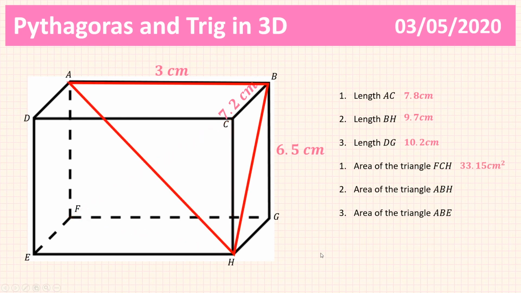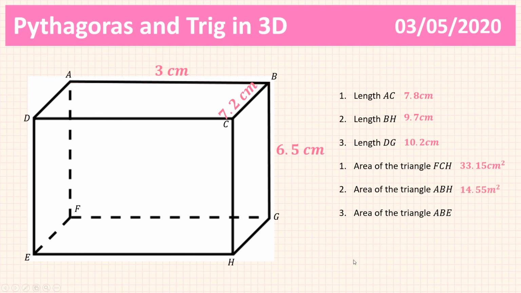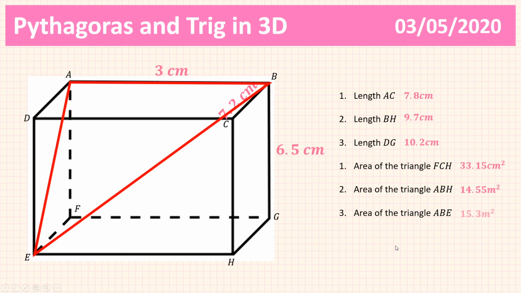The next one is this one. Once again, I've worked out what BH is. I know what AB is, so I can use those two lengths to work out what the area of that triangle is. And finally is this one. And I've already worked out what DG is, so I know what EB is, because they'll be the same. And I already know what BH is, so I know AE is the same, so I can use those values to work out what EB is.